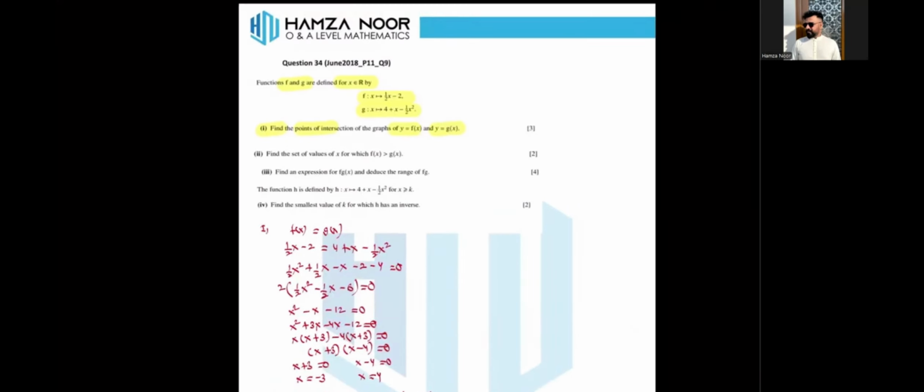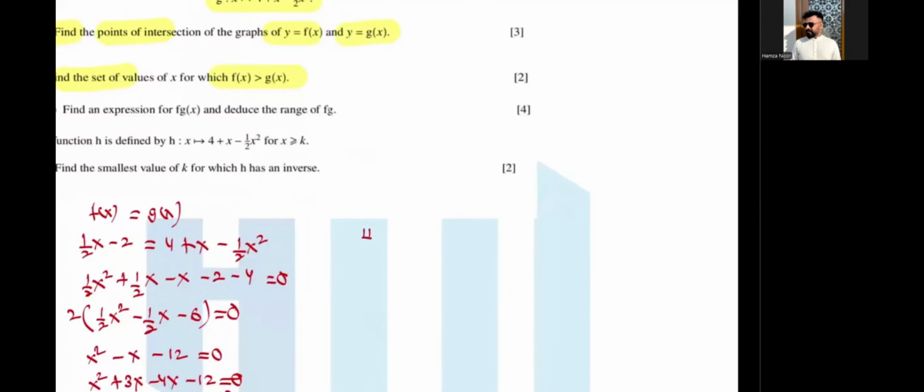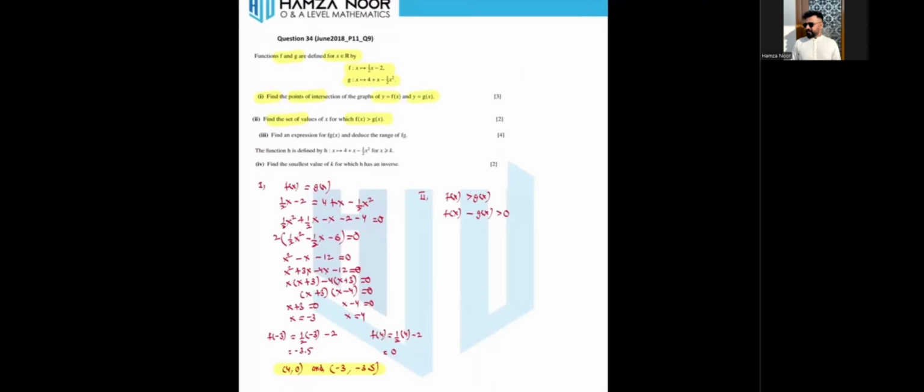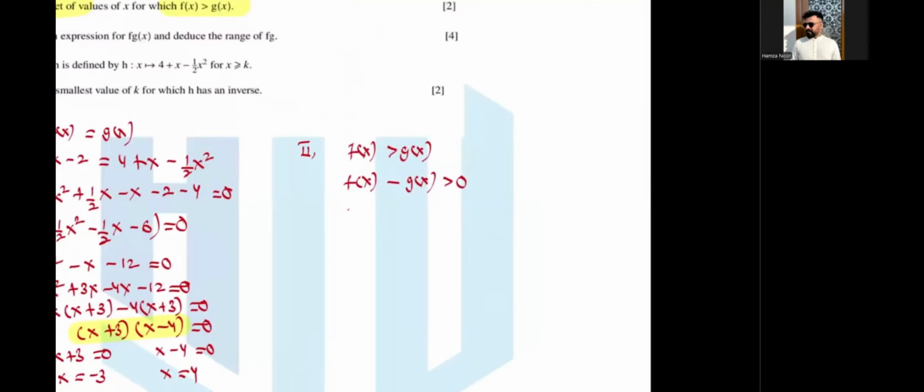After this, we have part 2, which says that we need to solve this inequality, find the set of values of x for which f(x) is greater than g(x). Here I'm going to solve part 2. We need to solve the inequality f(x) greater than g(x), which essentially means that f(x) minus g(x) is greater than 0. What we have achieved in part 1 is the most simplified and then the factorized expression for f(x) minus g(x), which is x plus 3 times x minus 4. So in place of f(x) minus g(x), I'm going to write x plus 3 multiplied by x minus 4, and this whole thing is greater than 0.